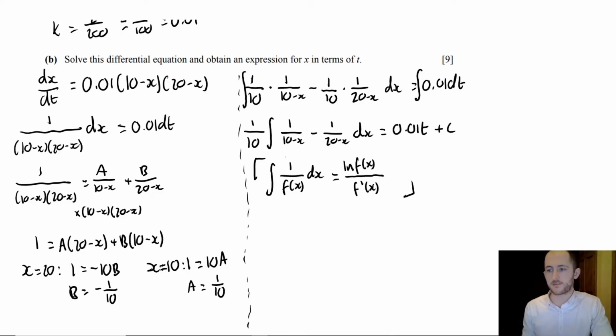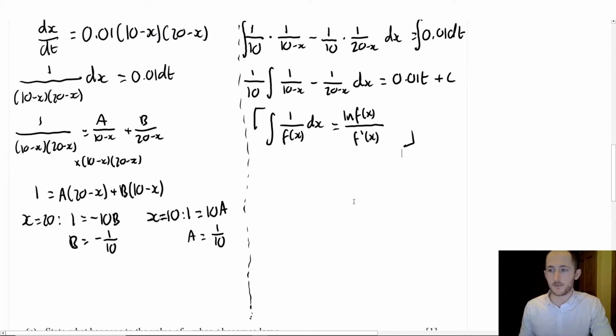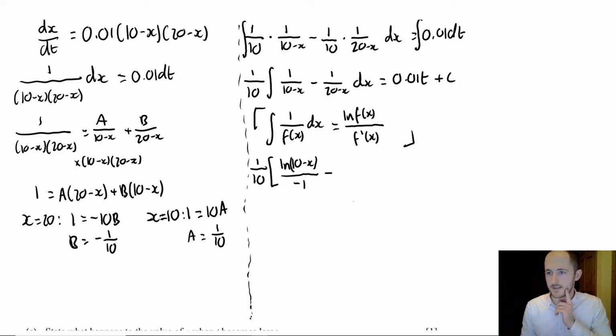Okay, so that's the first integration trick. It comes up all the time, so I would 100% recommend remembering it. So 1 over 10. Now I'm going to just write it out. So what we have here is, let's put this in brackets, ln 10 minus x in brackets over, if I differentiate that, I get minus 1, right? Minus, again, ln 20 minus x over, if I differentiate that, I get minus 1.